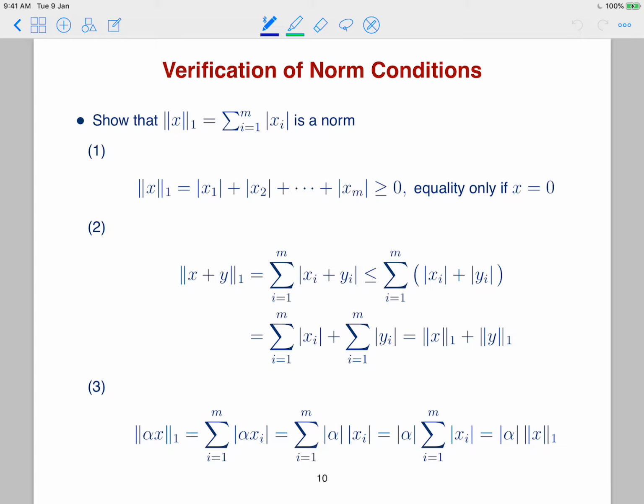So this is a simple proof that in the case of an L1 norm, it satisfies all the conditions to be a metric or a norm.